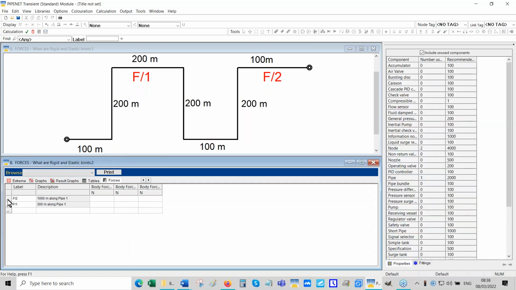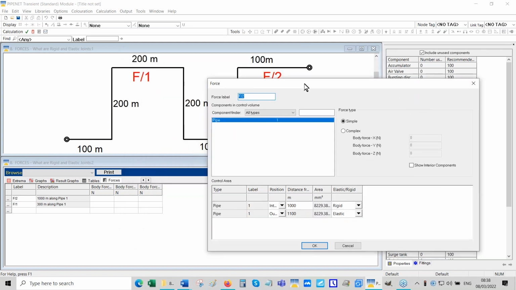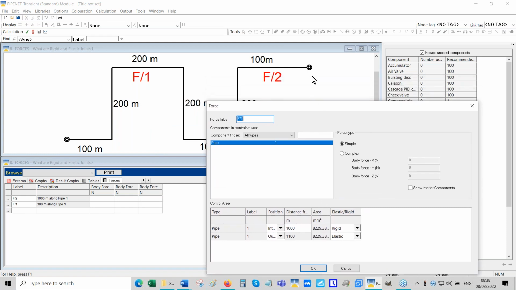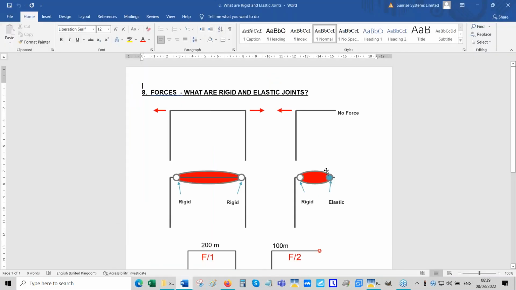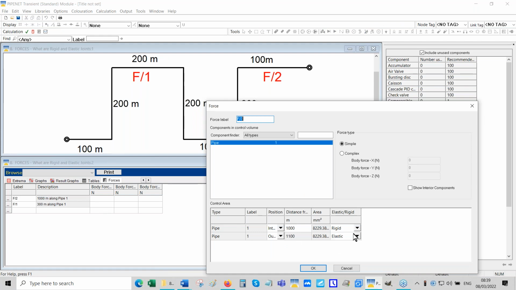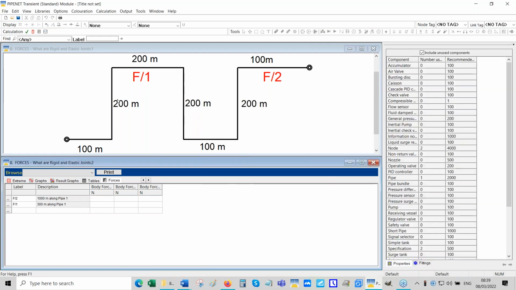F2, on the other hand, by the way, of course, the positions are all different. I'm not considering them. And it's rigid. And because it's freestanding, it is elastic at this end of the control volume. The control volume is like so. And at the end of the control volume on this side, it's elastic, which is what we had here. And so on. So let's do the calculation now.